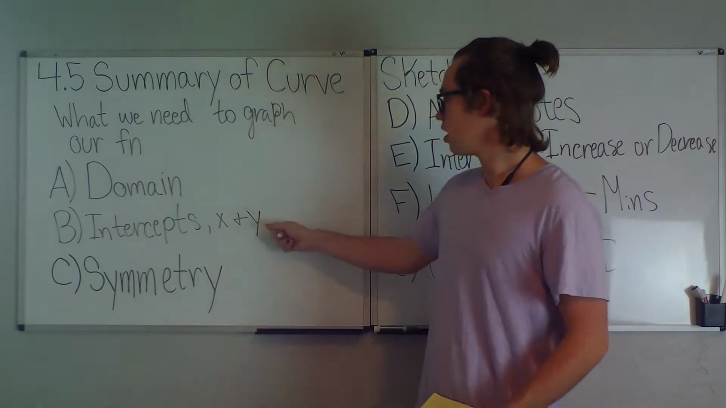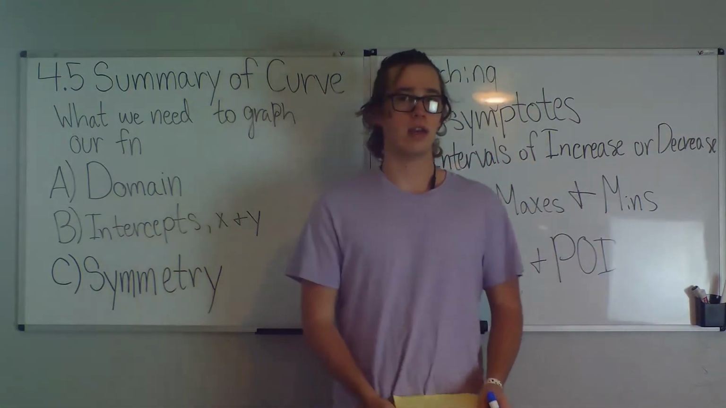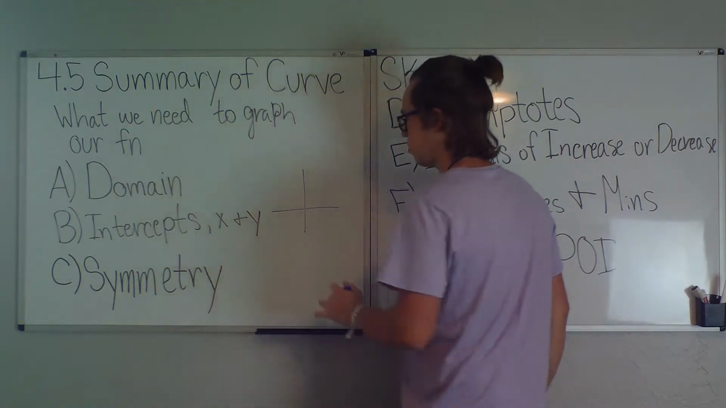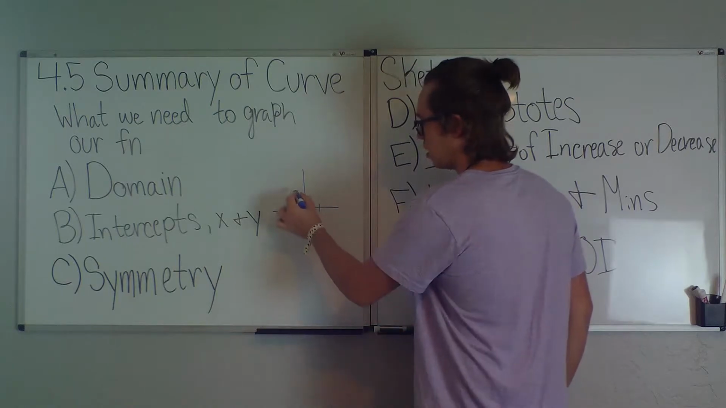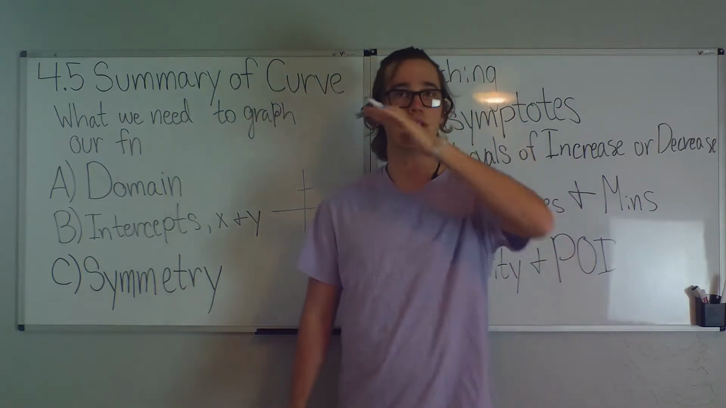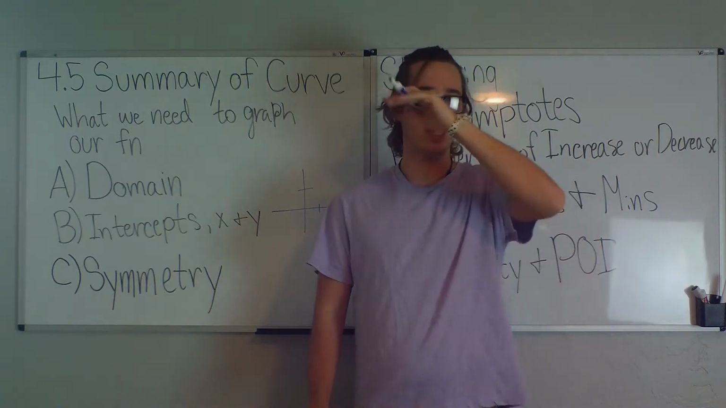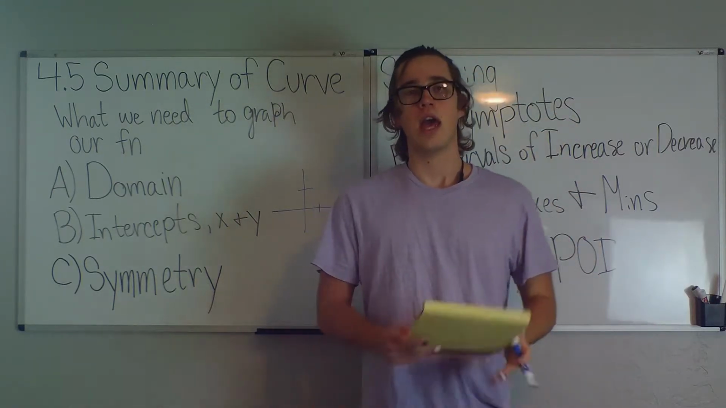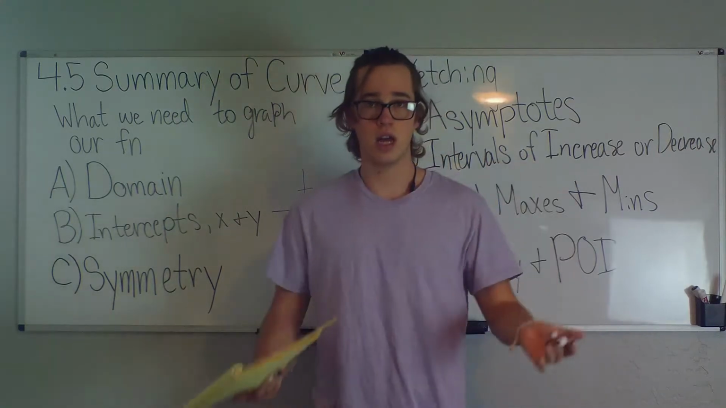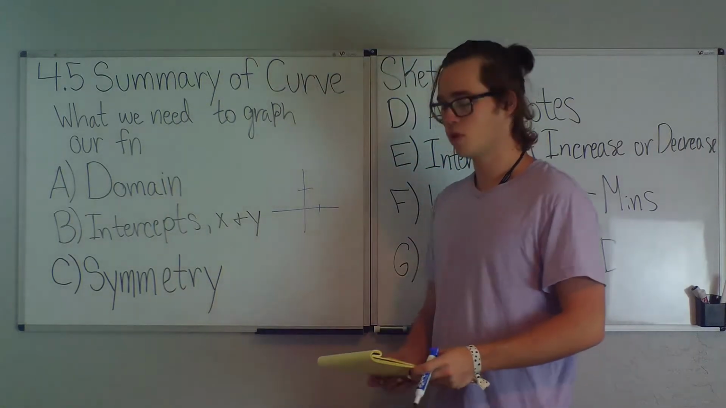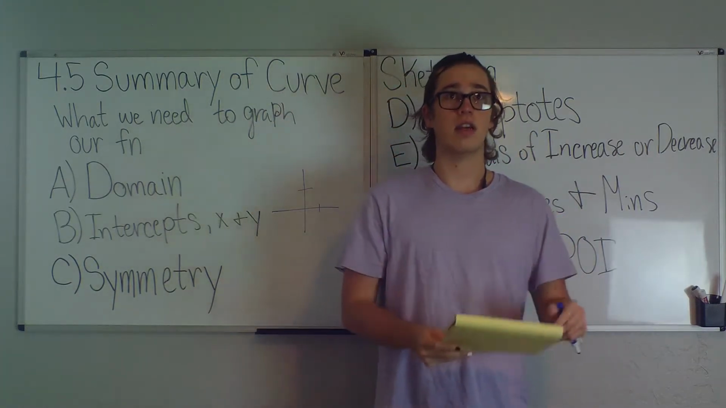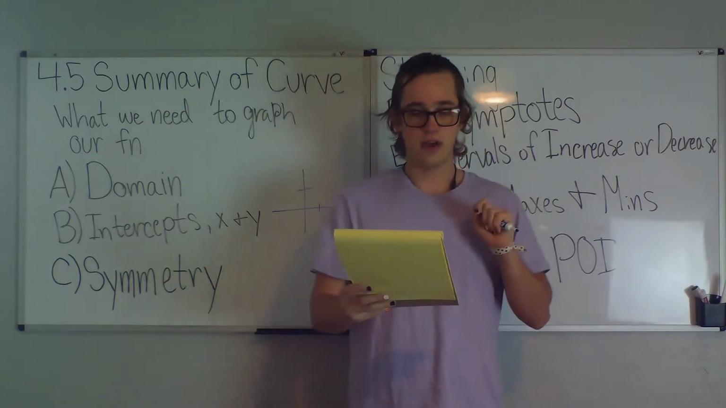Second, we need intercepts, x and y intercepts. So what are x and y intercepts? They are where the graph crosses the x and y axes. Sometimes there are multiple, and sometimes there are none.